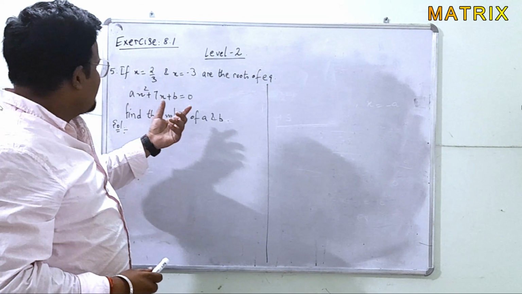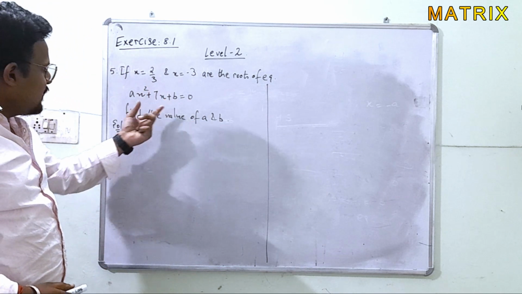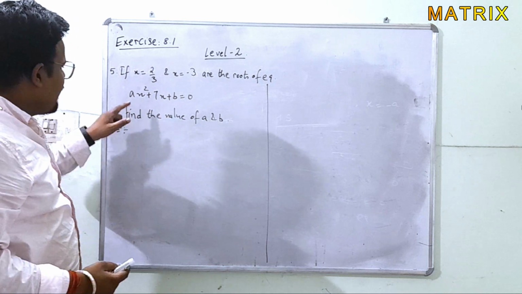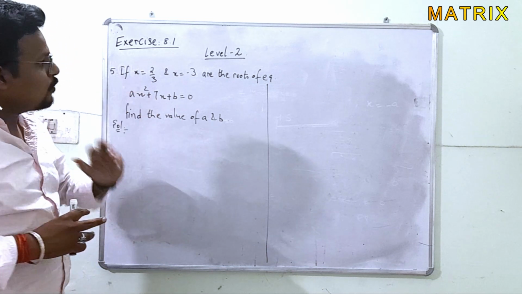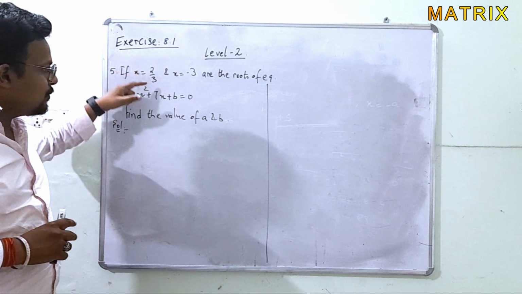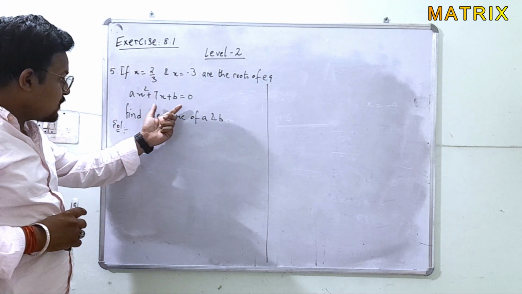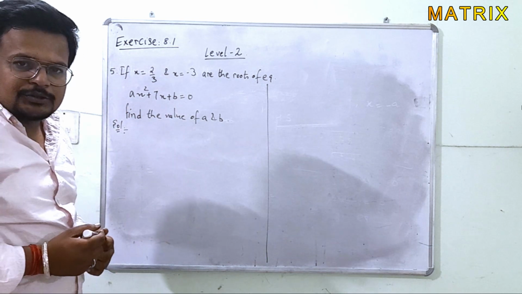Now let's solve one more question. It's a level 2 question. What are we given? We are given a quadratic equation ax square plus 7x plus b, where we do not know the value of a and b. Clear? But we are given two values, two roots of this equation, that is x is equal to 2 by 3, x is equal to minus 3. Clear? So these are the roots of this quadratic equation where a and b are the unknowns, and now we want to find out the value of those.